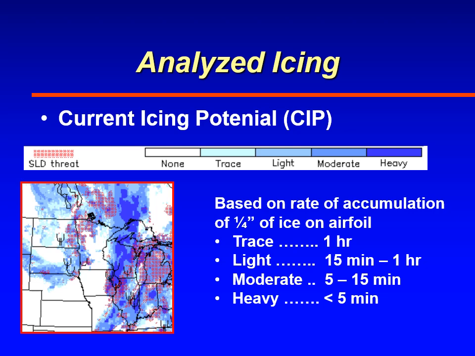The definitions of icing severity are a little bit different than what is in the Aeronautical Information Manual. Specifically, the way they plot threats here at the Aviation Weather Center and the current icing potential, it's based on the rate of accumulation of 1/4 of an inch of ice on an airfoil. If it takes an hour for that 1/4 of an inch to build up, then they call it trace.